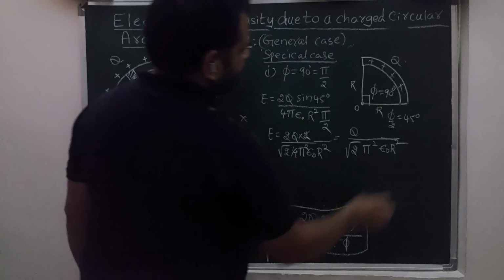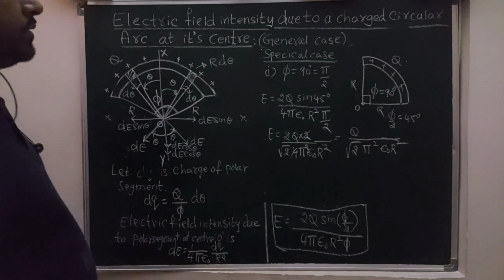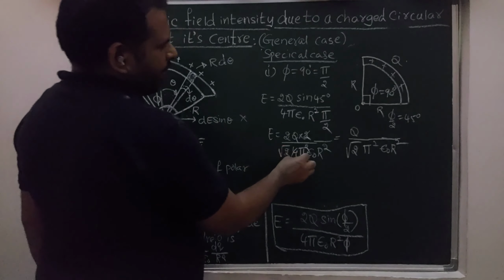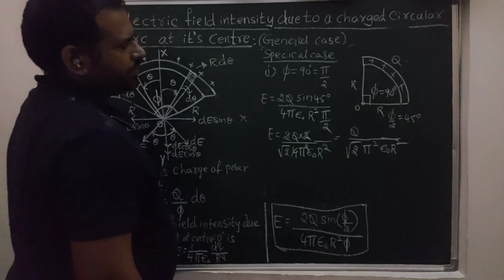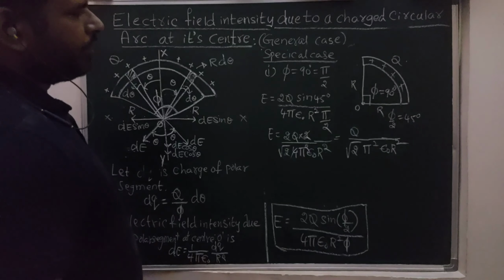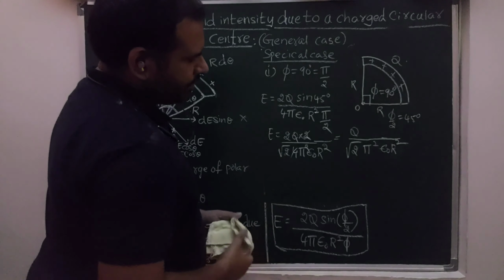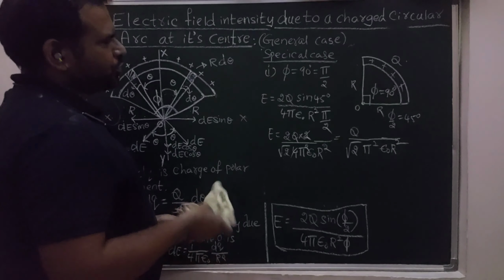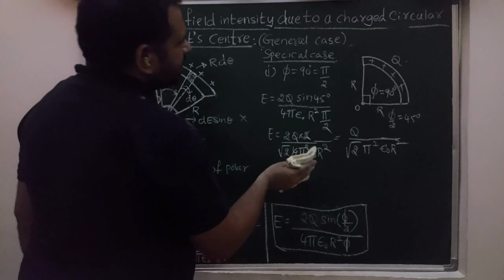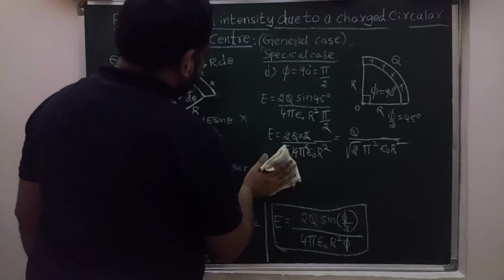So this is case 1: Q divided by root 2 pi square epsilon naught into r square. Next, we see case 2.